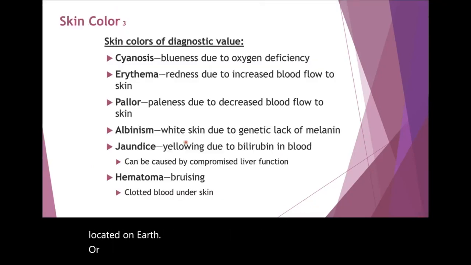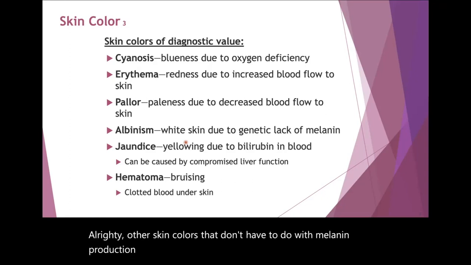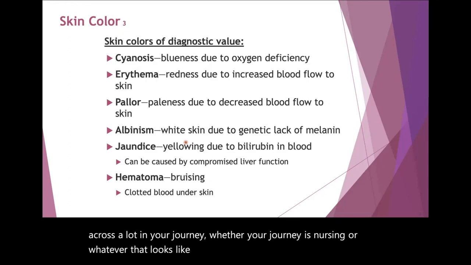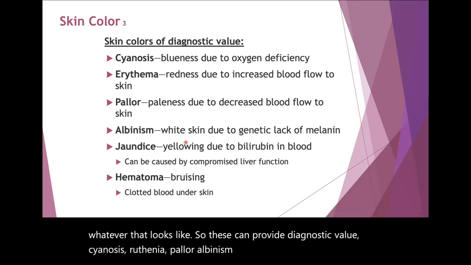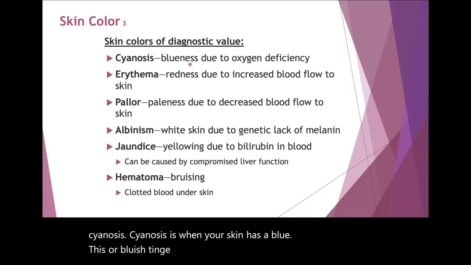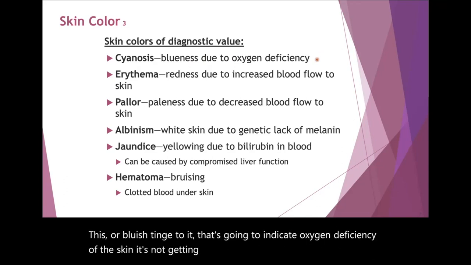All righty, other skin colors that don't have to do with melanin production. This is probably something that you are going to come across a lot in your journey, whether your journey is nursing or whatever that looks like. So these can provide diagnostic value: cyanosis, erythema, pallor, albinism, jaundice, okay, hematoma. So cyanosis. Cyanosis is when your skin has a blueness or a bluish tinge to it. That's going to indicate oxygen deficiency of the skin. It's not getting enough oxygen.